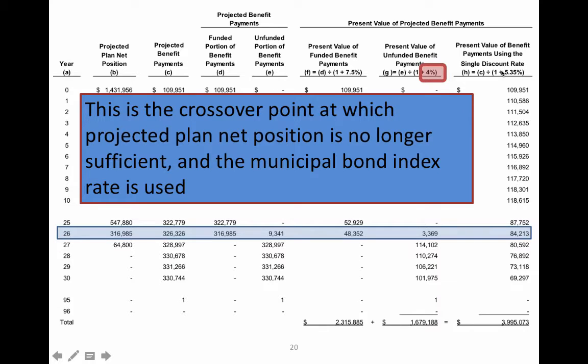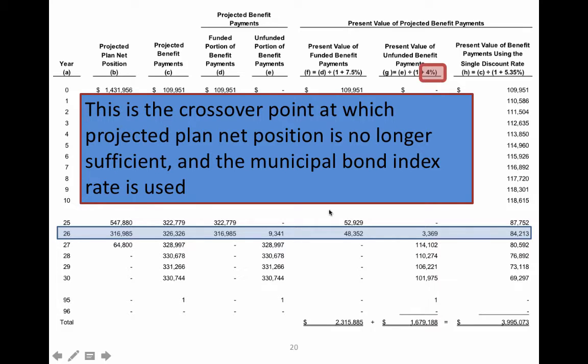And it's important to know that because there's a new note disclosure that shows the sensitivity of the measurement of the liability based upon the selection of the discount rate, and it's going to be varying around that single discount rate that is calculated for a government that's using both a long-term expected rate of return and a municipal bond rate for separate years.